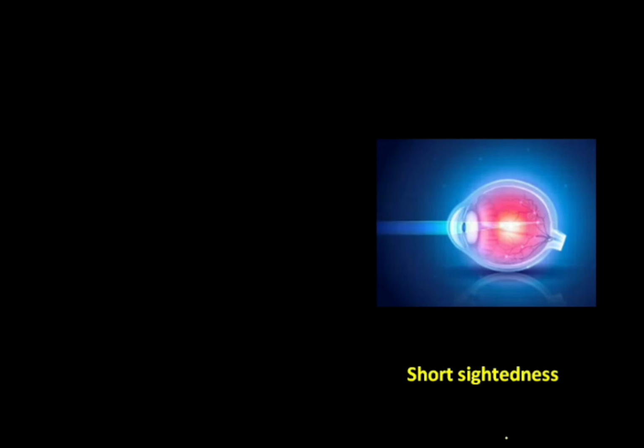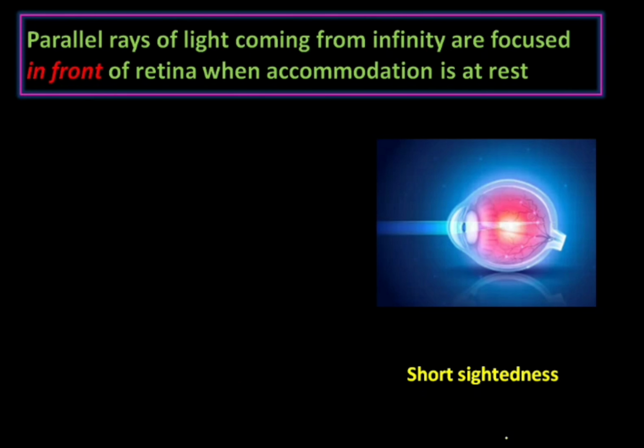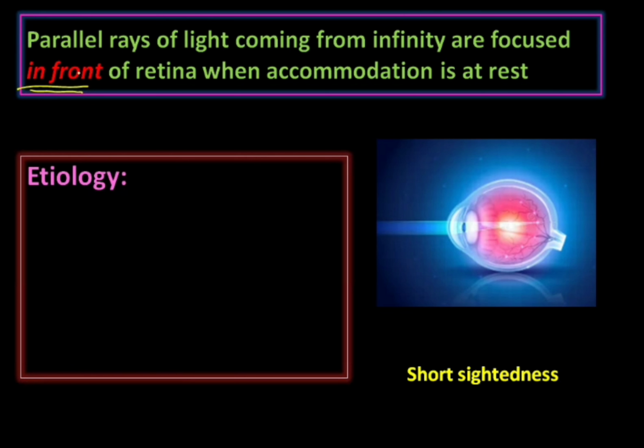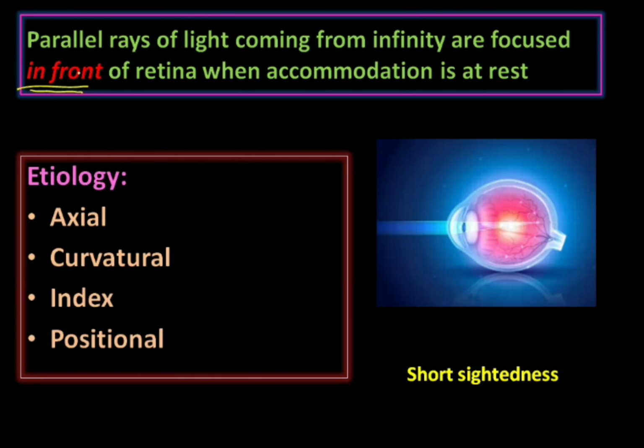Myopia or short-sightedness is a type of refractive error where parallel rays of light coming from infinity focus in front of the retina when accommodation is at rest. So the etiological classifications of myopia are axial myopia, curvatural myopia, positional myopia, and index myopia.